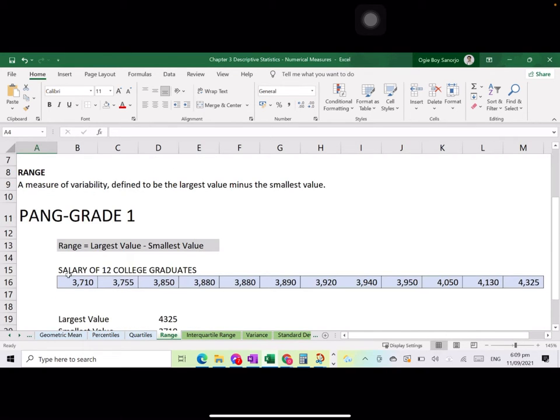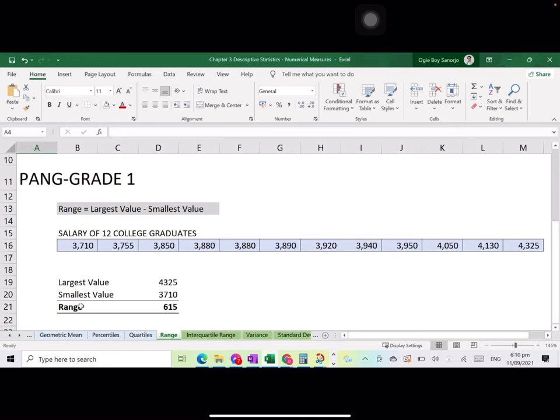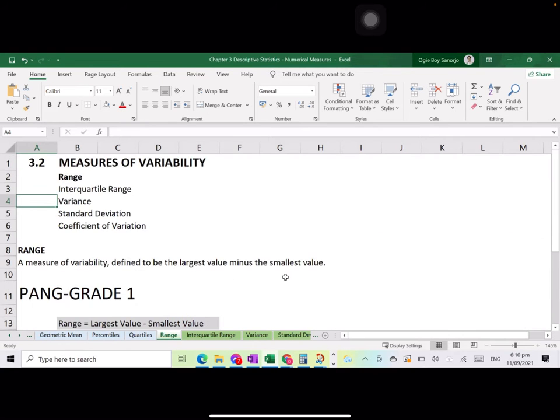Of course, we have here again the sample of the salary of 12 college graduates. First we need to get the highest value, which is of course 4,325, and the smallest value is 3,710. So you just need to get the difference, which is 615. So that is our range. So ganyan lang siya kadali, no?